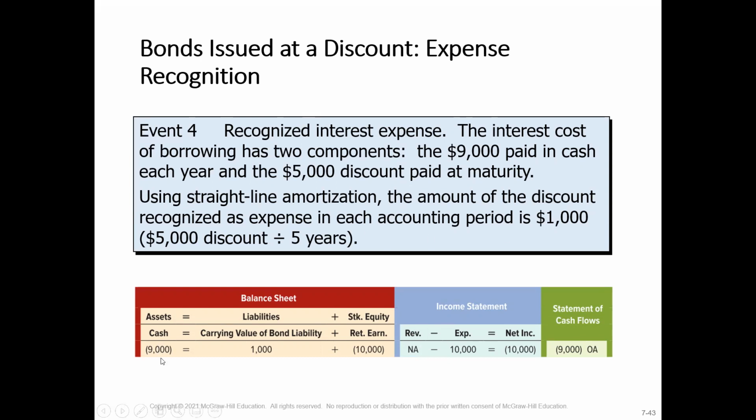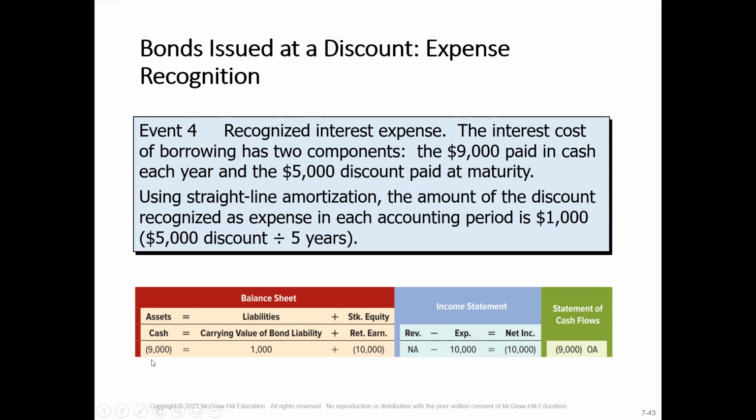So for all 5 years of bond payments, our bond issuer will expend cash of $9,000 and increase the carrying value of the bond liability by $1,000. $5,000 discount divided by 5 years of bond maturity. And then effectively the interest expense becomes $10,000. And we'll have that same entry.